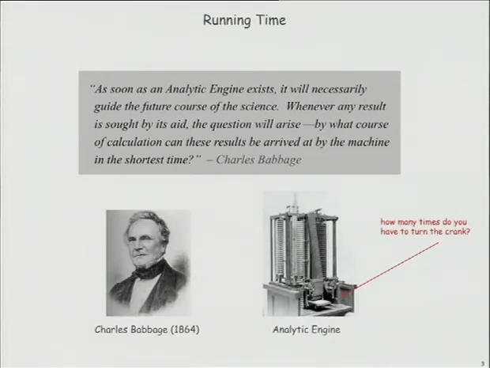In his time he made the following statement: as soon as an analytic engine exists, it will necessarily guide the future course of the science. When any result is sought by its aid, the question will arise: by what course of calculation can these results be arrived at by the machine in the shortest time? Clearly he is referring here to some form of performance, and that's definitely the idea that we will use. We want to answer the question: by what course of calculations can these results be arrived at by the machine in the shortest time?